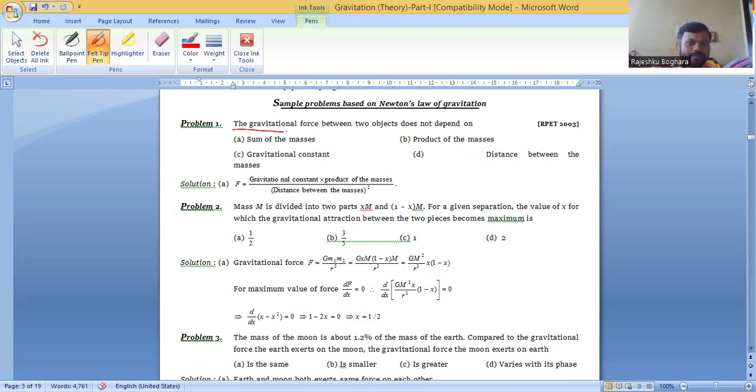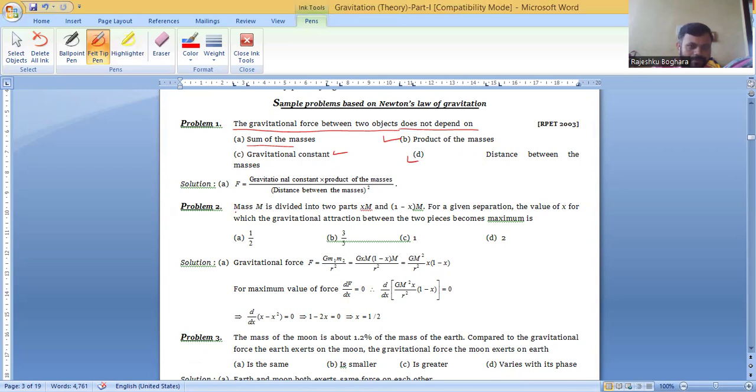The gravitational force between two objects does not depend on the sum of masses. It depends on the product of masses, on the gravitational constant, and on the distance between the masses.